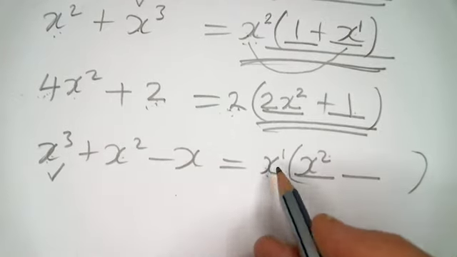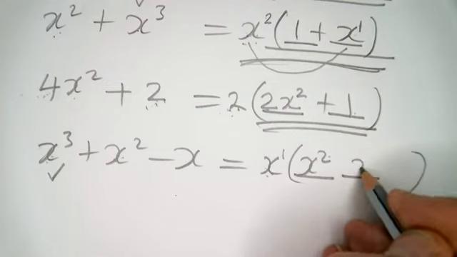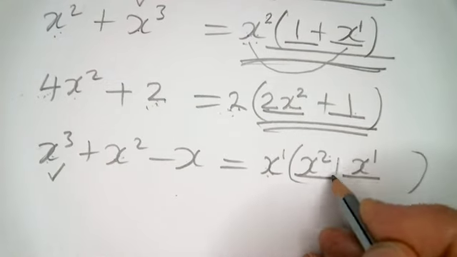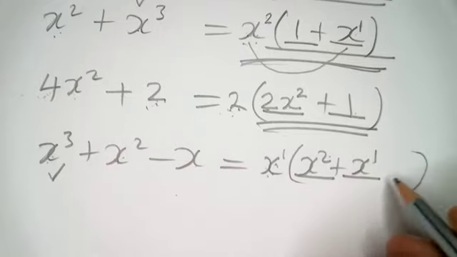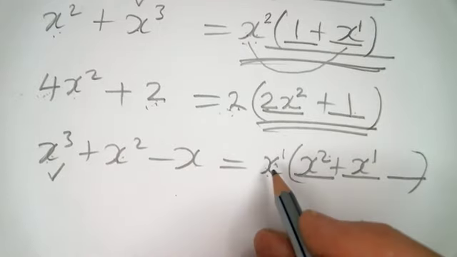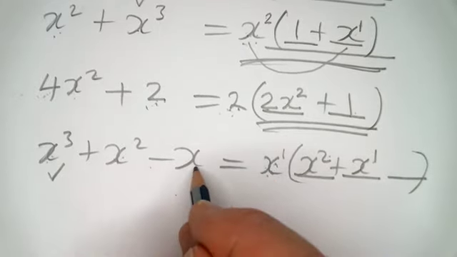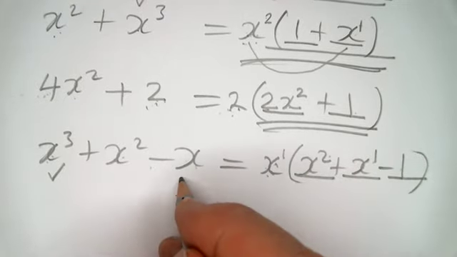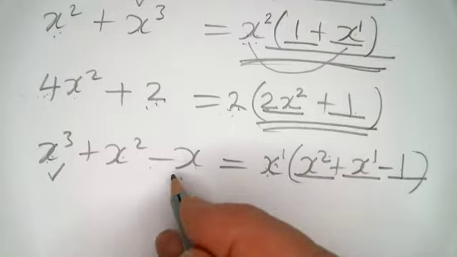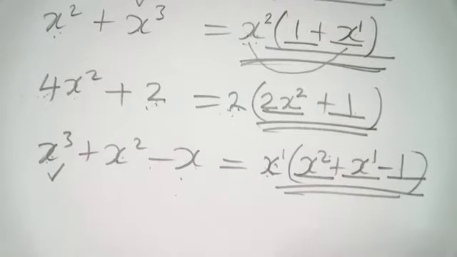Now, what times x to the 1 makes x to the 2? Well, x to the 1. So x to the 1 times x to the 1 makes x to the 2. And what times x to the 1 makes negative x? Well, negative 1. Negative 1 times x is negative 1x, or just negative x. And there is my solution.